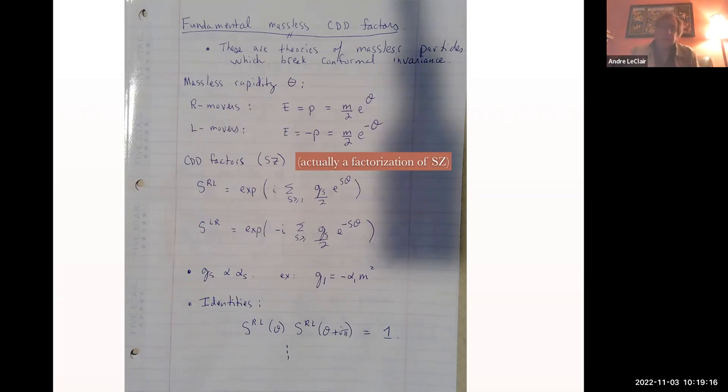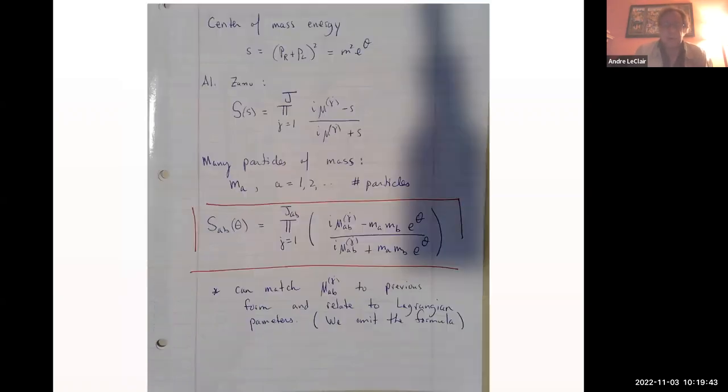The only identity you have, because these factors are just functions with no matrix structure, is that S right-left of theta times S right-left of theta plus i pi is one. That's it. That's simple. That's the only constraint we have.